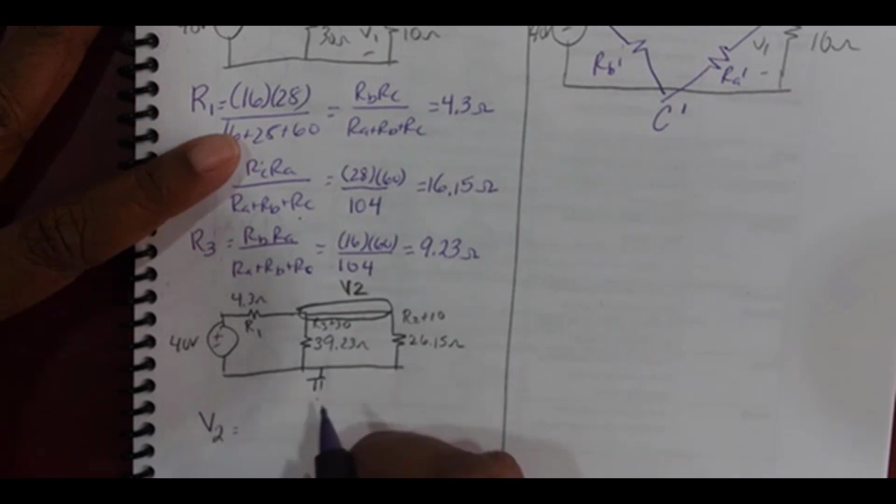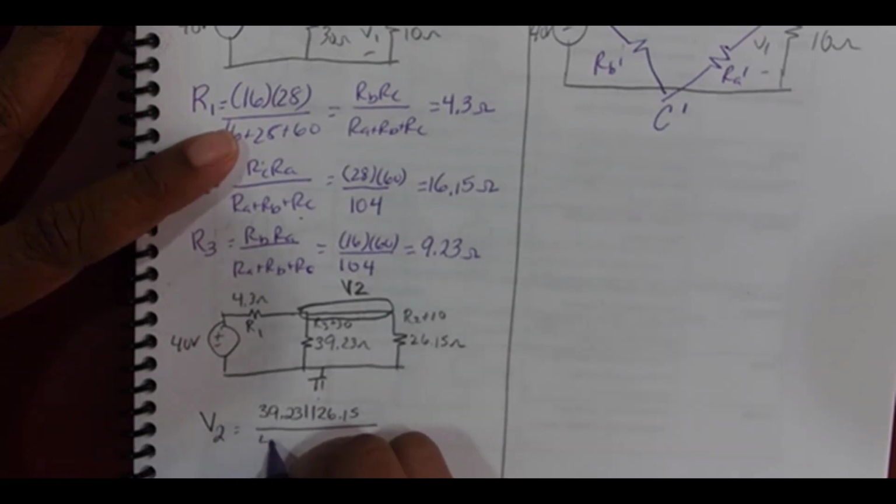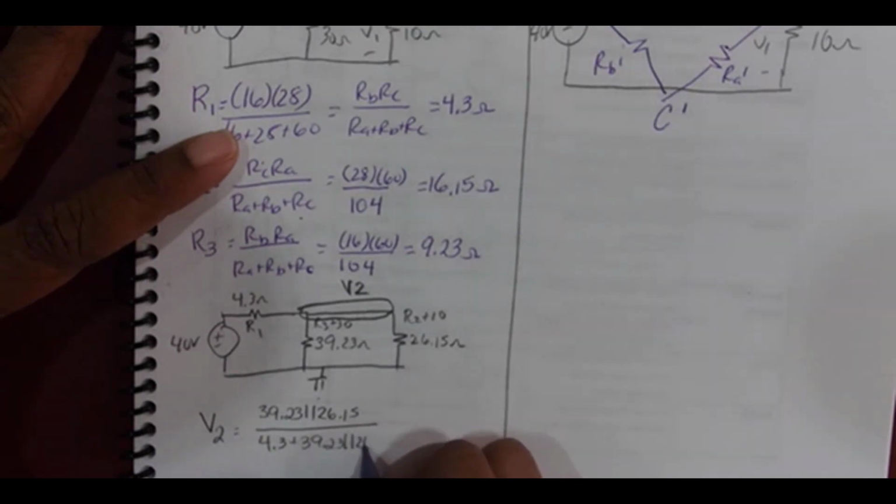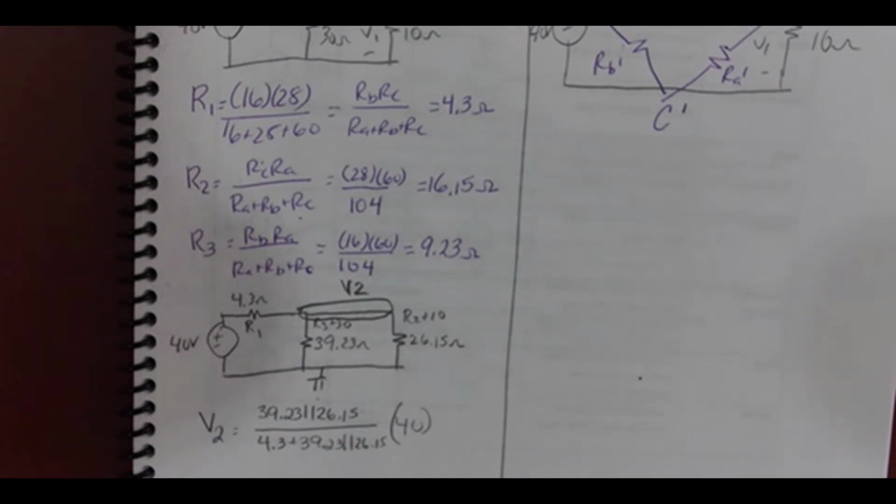So V2 is going to equal 39.23 in parallel with 26.15, divided by 4.3 plus 39.23 in parallel with 26.15, times 40. V2 is 39.23 in parallel with 26.15 divided by 4.3 plus 39.23 in parallel with 26.15. I need somebody to tell me what V2 is.